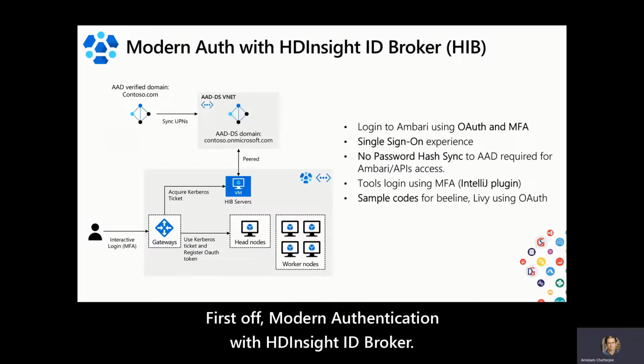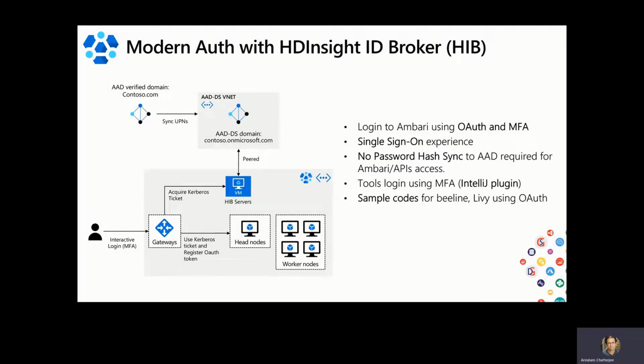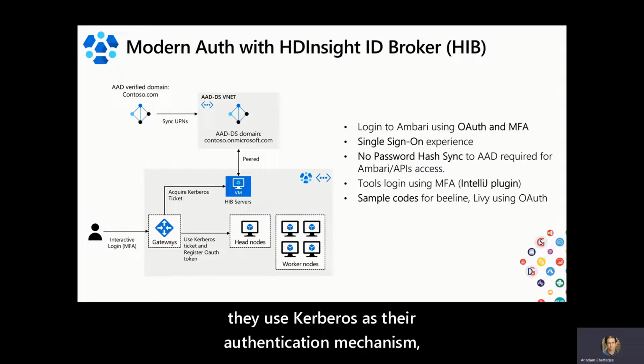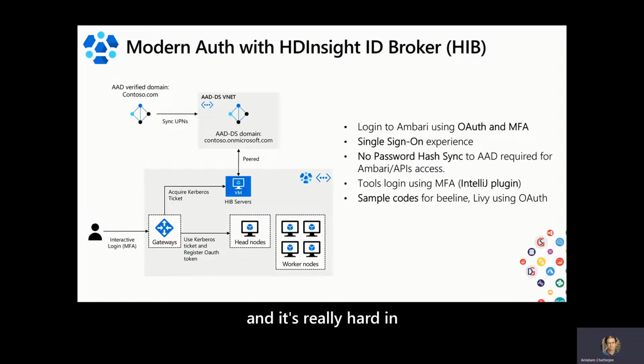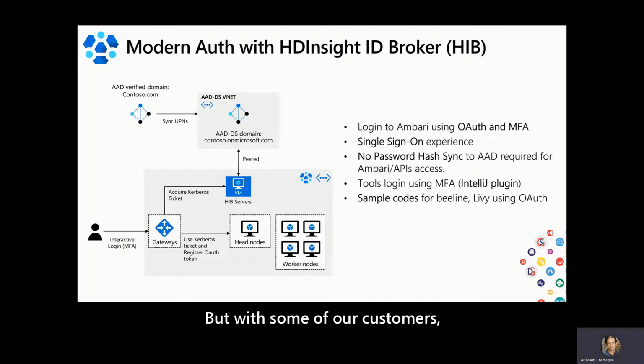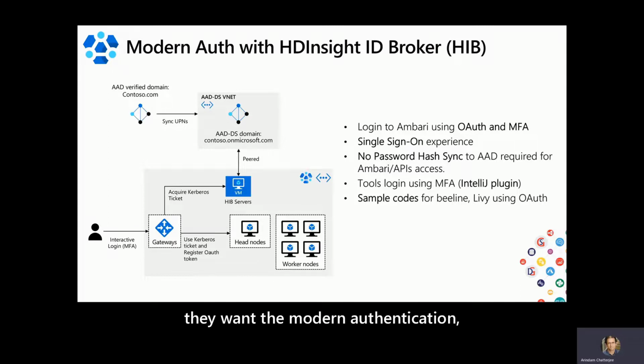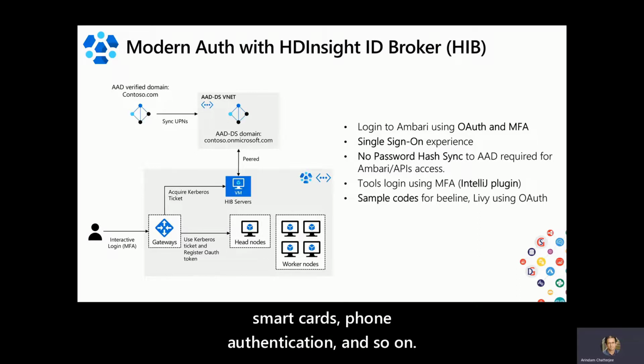So first off, modern authentication with the HDInsight ID broker. Those of you familiar with on-premise clusters know they typically use Kerberos as the authentication mechanism, and it's really hard in that environment to do multi-factor authentication. But some of our customers, loading and processing very critical, sensitive data in the cloud, want modern authentication. They want multi-factor authentication, smart cards, phone authentication, and so on.